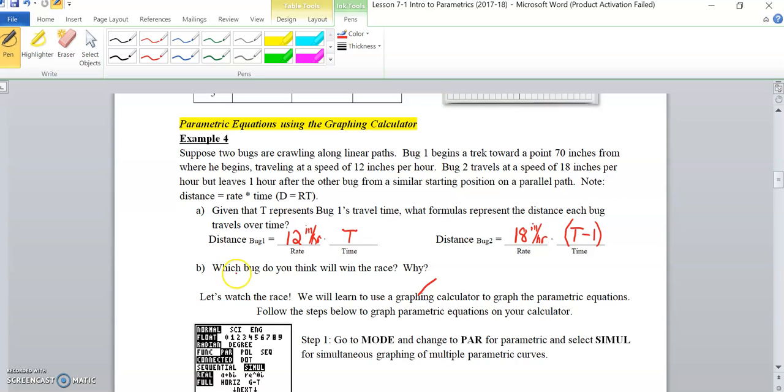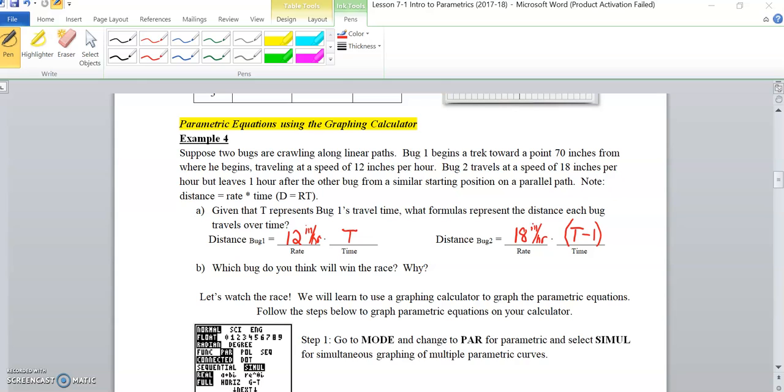So now it says, which bug do you think will win the race and why? That is based on no calculations, no graphing, no anything. It's just take a second. You're supposed to think about how could you determine which bug would win a race that is 70 inches from the start. So I would take a second, pause the video, and consider how would you determine which bug wins the race.